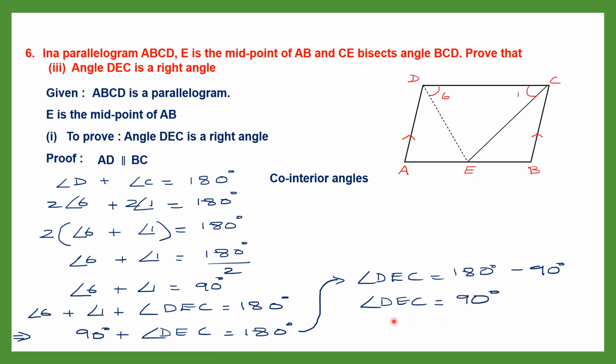So what have we found here? That angle DEC, this portion, is 90 degrees. And what were we asked to prove? We were asked to prove that angle DEC is a right angle. A right angle means an angle that's equal to 90 degrees. And we have proved that angle DEC is 90 degrees. So you can write hence proved.